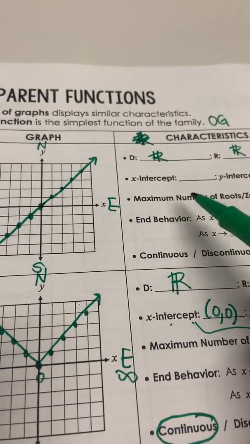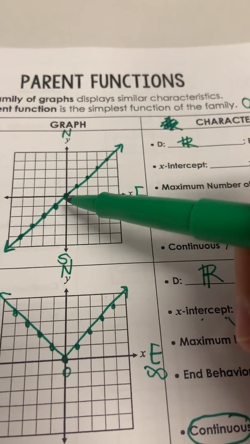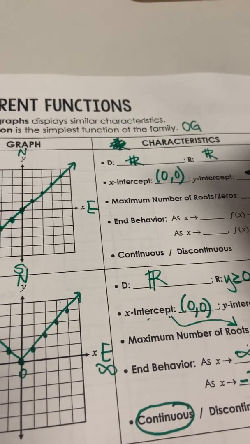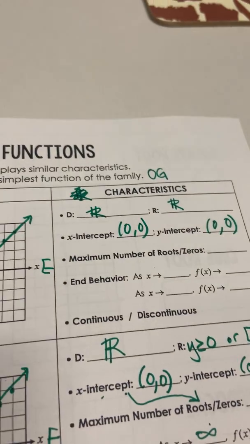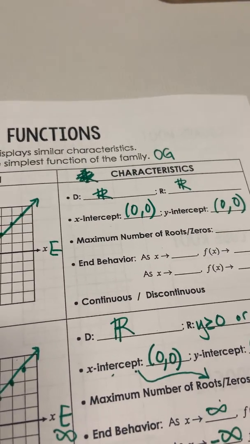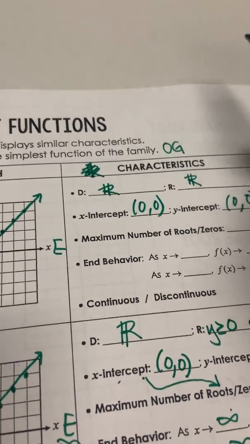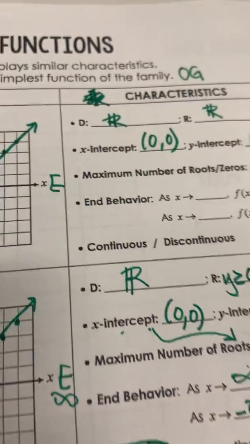The x-intercept is very similar to the x-intercept here. That graph hits the x-axis at 0, 0. And the y-intercept is also at 0, 0. Okay. So the number of roots, well, there's one root here. Now, you know what? I actually have to change that.